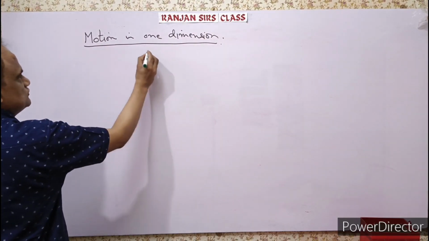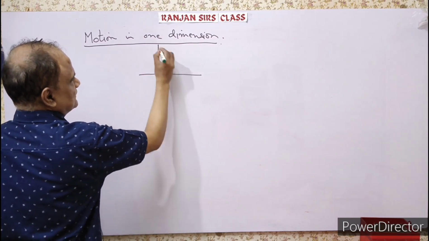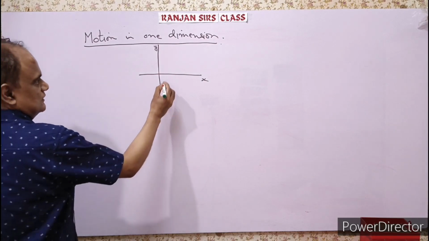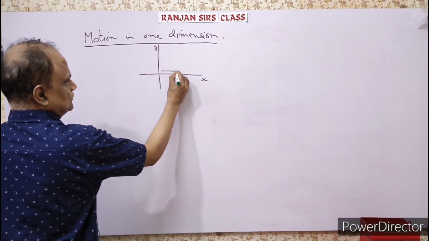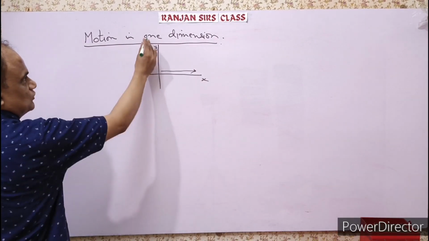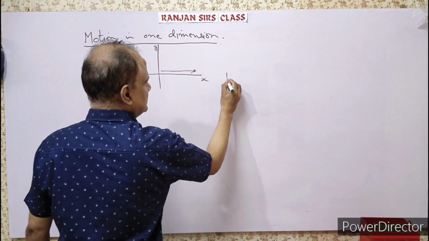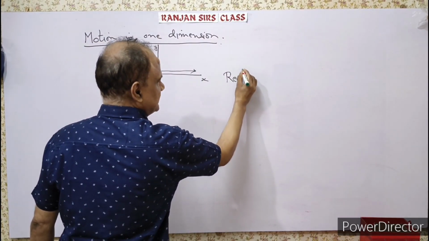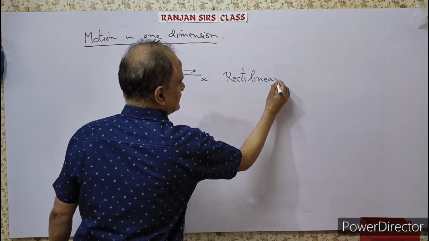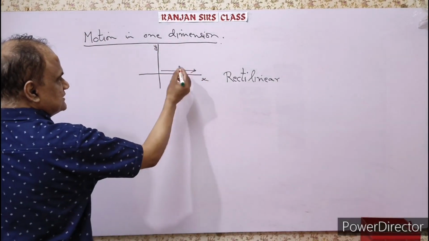Okay, suppose you have seen a graph, where this is the y-axis, this is the x-axis. The motion will be in a straight line along the x-axis only. Such a motion is called a motion in one dimension. It is also called a motion in a straight line or rectilinear motion. Write down, rectilinear motion. Okay, so the motion will be in a line along the x-axis only.